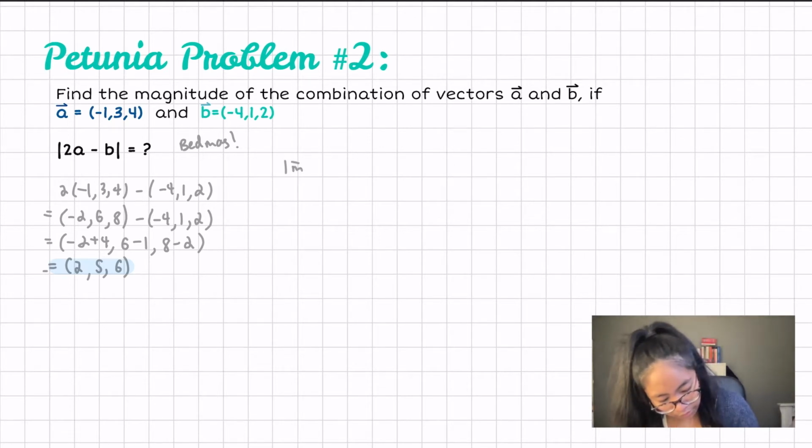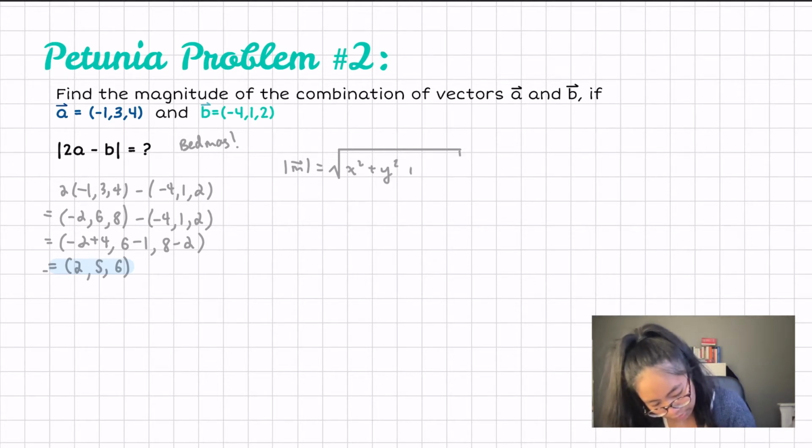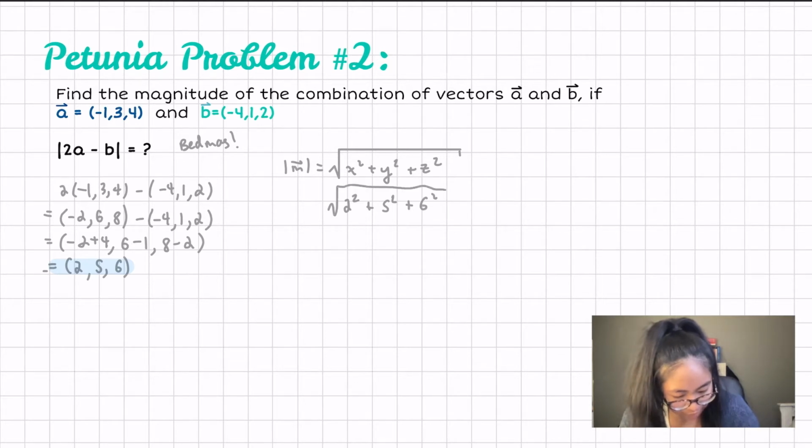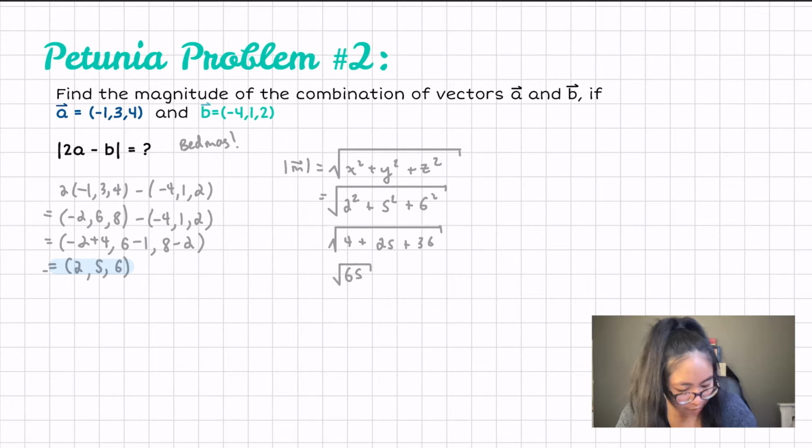If we recall, we just learned the formula of it, which is that. And we're just going to plug in our values once again. So 2 squared plus 5 squared plus 6 squared, all under a square root. We have 4 plus 25 plus 36, which should equal 65. And because we don't like decimal numbers, we're going to keep that as our final answer.